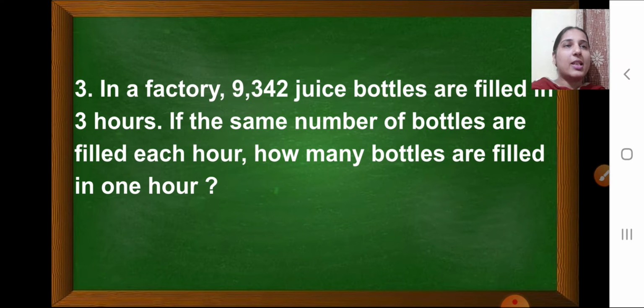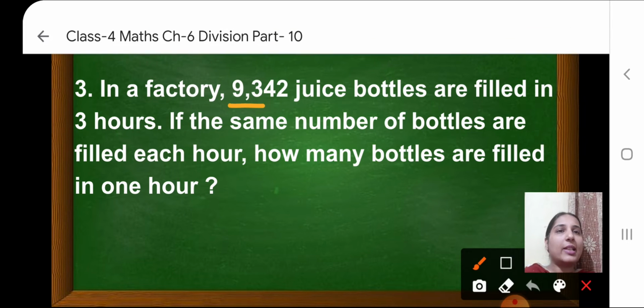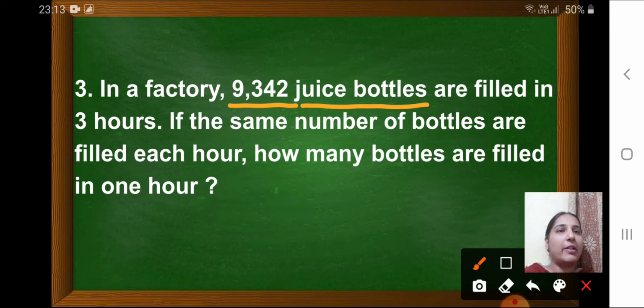Question number 3 is, in a factory 9,342 juice bottles are filled in 3 hours. If the same number of bottles are filled each hour, how many bottles are filled in 1 hour? So 9,342 juice bottles are filled in 3 hours, and it is asked how many bottles are filled in 1 hour.